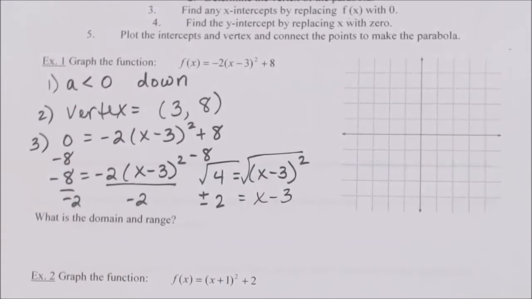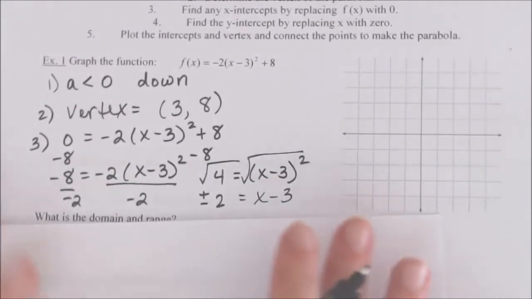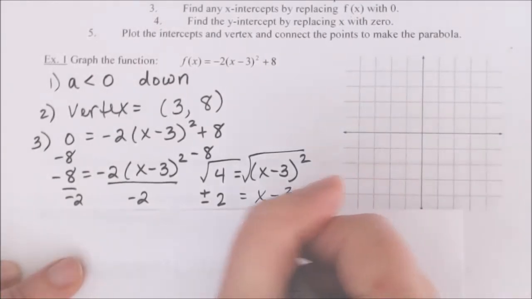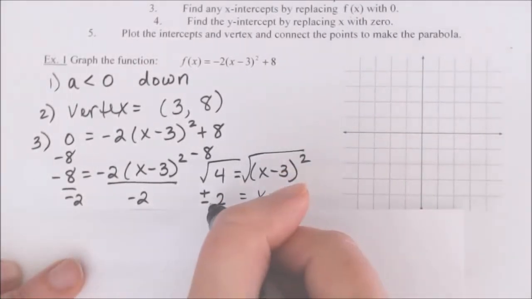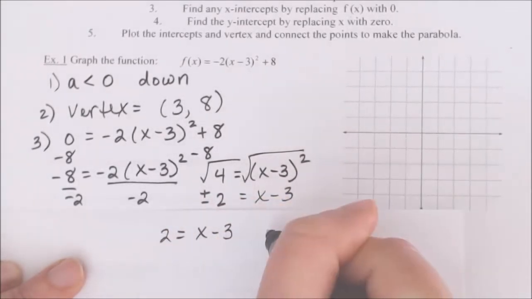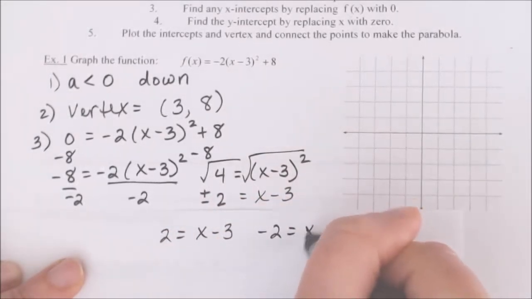And sorry, I didn't leave a ton of room in the notes here, so I'm going to grab another sheet of paper here. And then we're going to go ahead and solve for x. So make sure you see what's happening here. I've got positive 2 and negative 2. So positive 2 equals x minus 3. And negative 2 equals x minus 3.